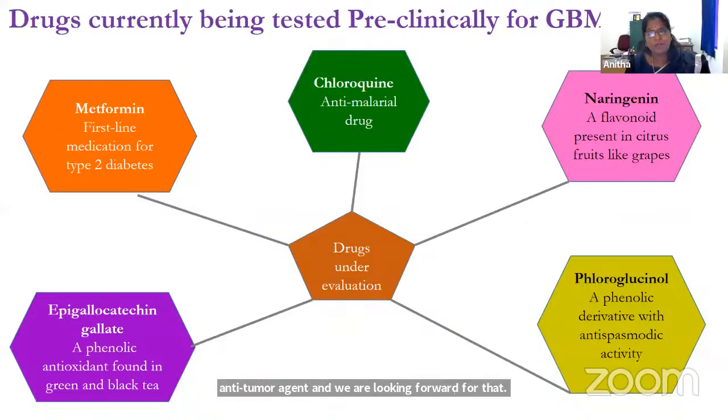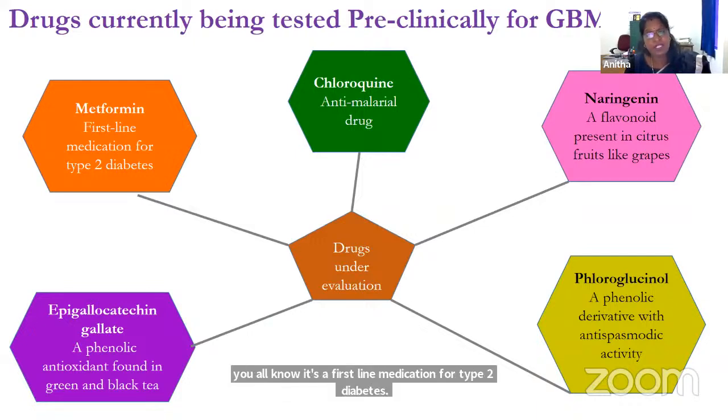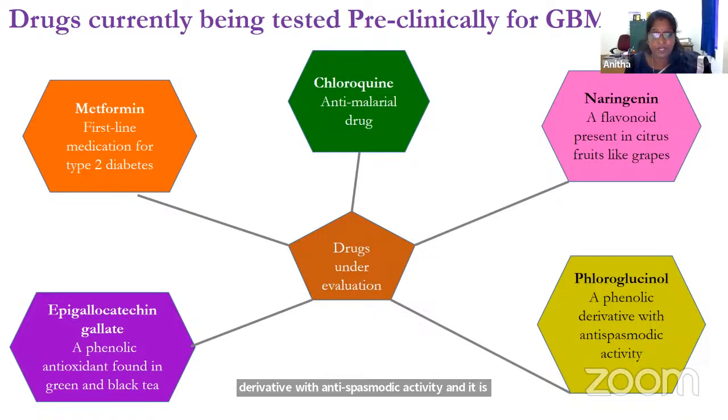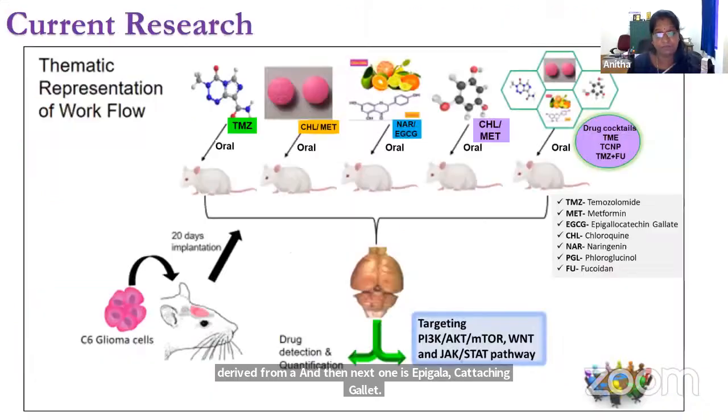The drugs we are currently working on in my lab are metformin, which you all know is a first-line medication for type 2 diabetes; chloroquine, an anti-malarial drug that you would have heard of as well; naringenin, a flavonoid present in citrus fruits like grapes, which is a very good antioxidant; phloroglucinol, also an antioxidant, a phenolic derivative with antispasmodic activity, derived from a marine compound; and epigallocatechin gallate, which you would have heard of, an antioxidant found in green and black tea.